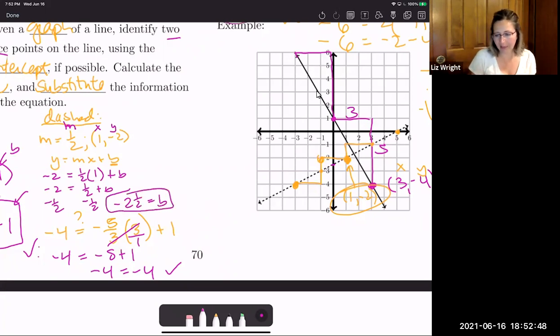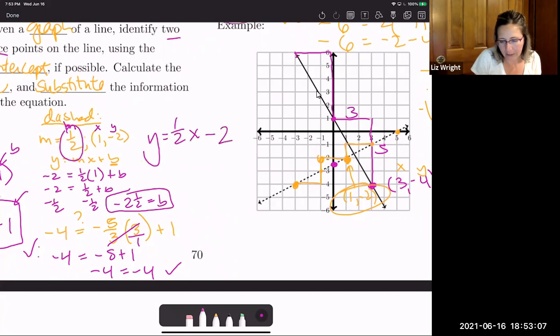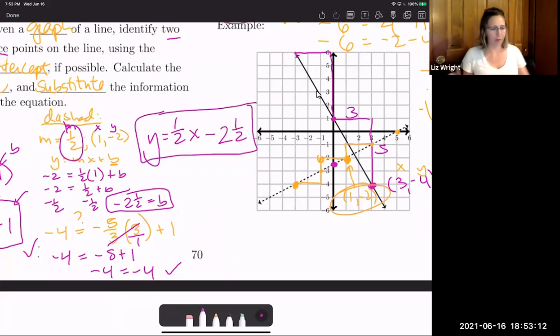And that's my b. And then you should go back and look and say, does -2 1/2 seem to make sense right here on my graph? Yeah, that's actually where we predicted, but we weren't sure it was going to be there. So that means my equation is going to be y equals, my slope is a positive 1/2, so 1/2 x minus 2 1/2. And that's my equation for that.